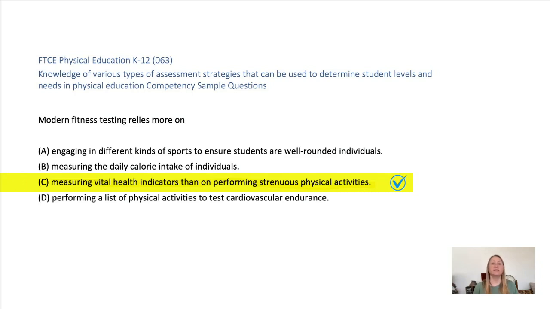The correct answer is C, measuring vital health indicators rather than performing strenuous physical activities. The overall health and wellness of an individual are the center of today's fitness testing. Curriculum with a heavy focus on performing strenuous activities and sports that might be unappealing to some is no longer as common. Instead, tests like checking vital signs, body composition, etc., are used to assess the wellness of an individual.